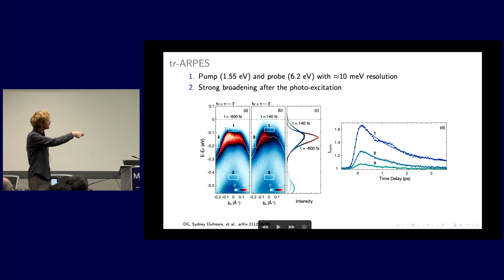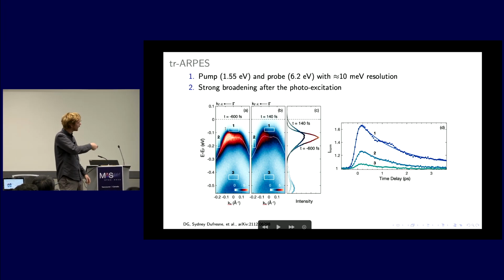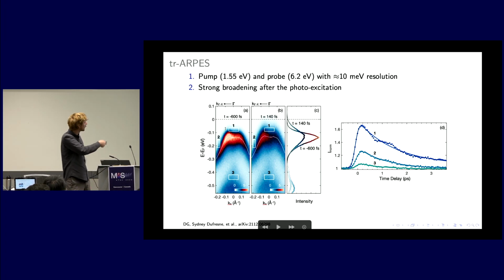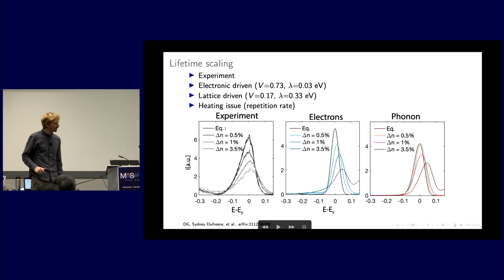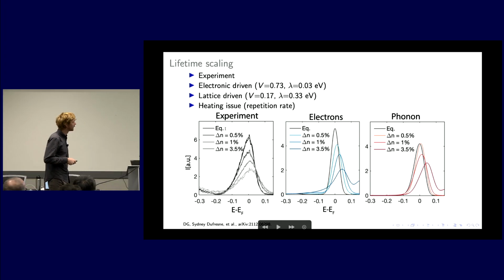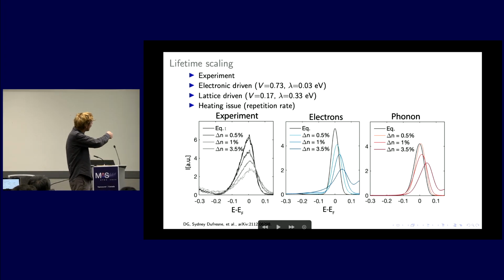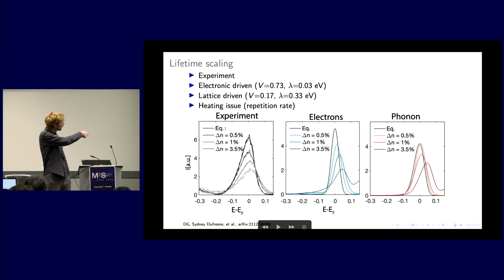Good, and there's some time evolution. Now we focus on a given snapshot in time and a given momentum point, close to this peak. And we say, okay, let's try to understand how the lifetime scales as a function of the photodoping. So we have first the experiment. We're increasing the photodoping from equilibrium to larger excitation. You see that there's a strong reduction in the lifetime. There's a broadening and filling of the gap.